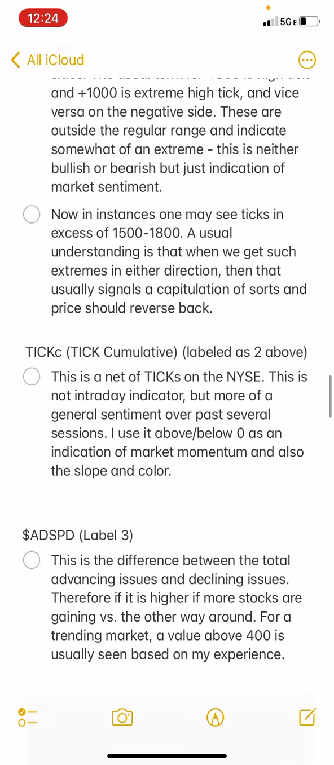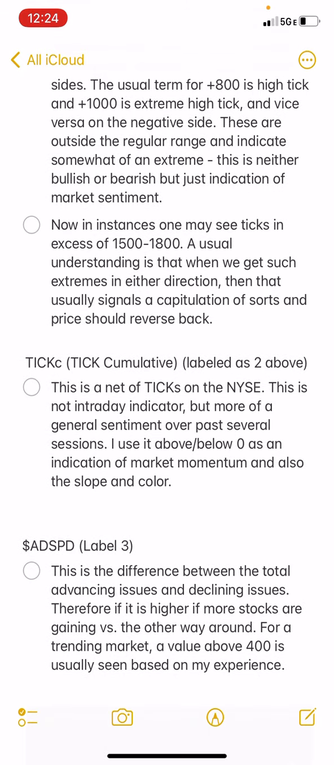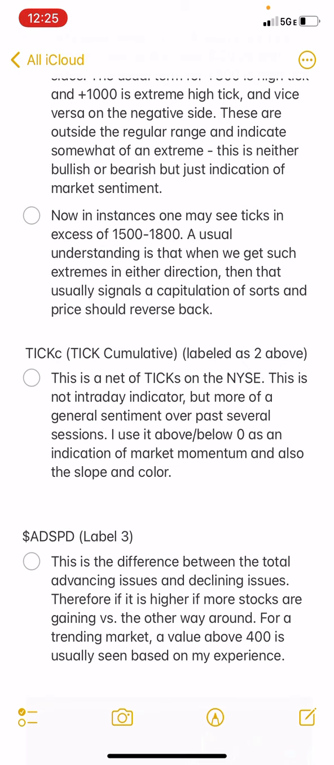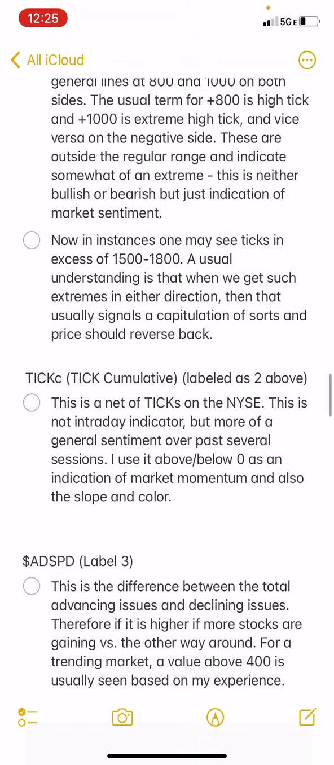All right, so then you also have the cumulative ticks, TICK C. This is based off the entire New York Stock Exchange, so it's a net of ticks on the NYSE. This is not an intraday indicator, but more of a general sentiment over the past sessions, right? It's not what's currently going on. It's kind of a collection of the last few sessions.